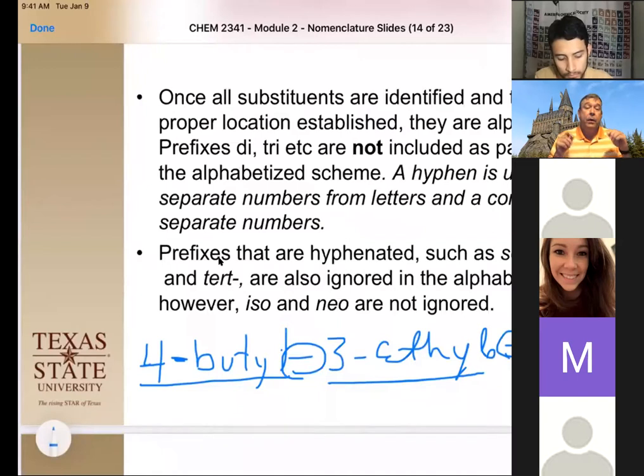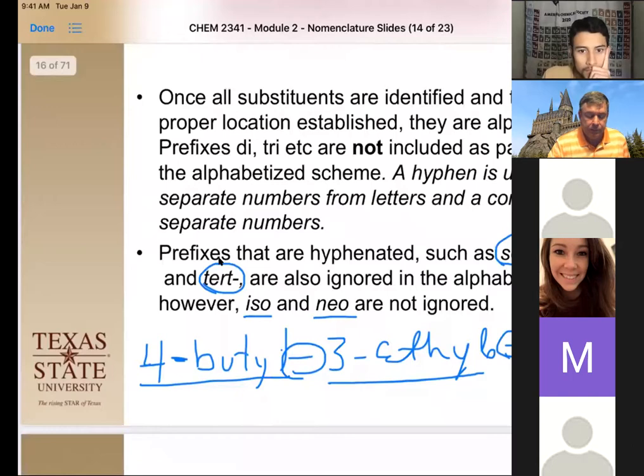Now, if we're using a prefix that is already in the name, for example, a common name like isobutyl or tert-butyl, you don't ignore the iso and the neo, but you do ignore the tert. The way to remember that is if there's a hyphen in the prefix, it does not count in alphabetization. If it's attached to the name, you do count it. So these are a little bit tricky rules, but they're all kind of codified here, and we're going to explore them a little bit more.